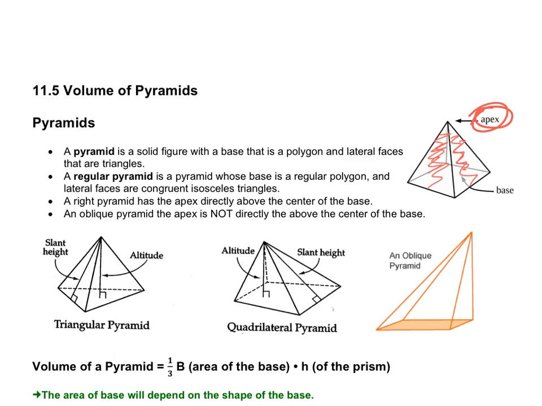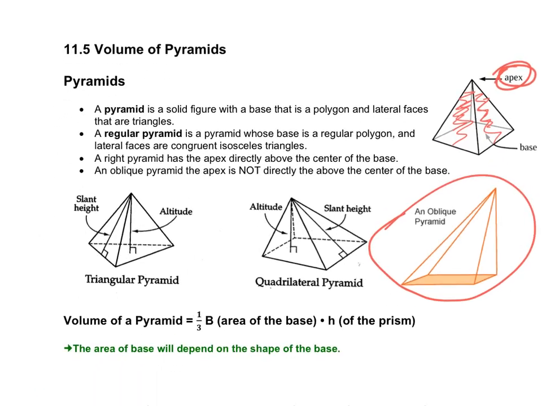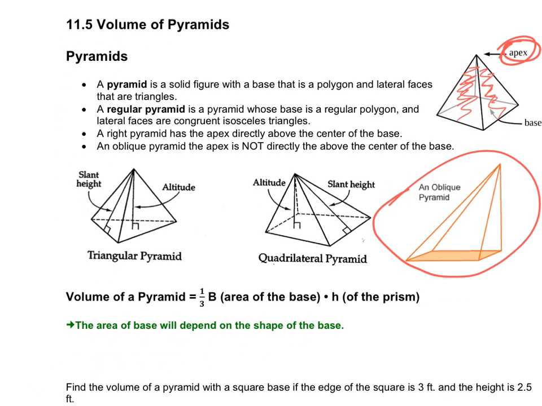And then an oblique pyramid, the apex is not directly above the center of the base. So an oblique pyramid is just simply a slanted pyramid. So this is our example of an oblique pyramid. And again, you're not really going to be expected to draw these by hand. They're very challenging to draw by hand. You just need to be able to break apart the information. And then these are a quadrilateral pyramid where our base is a quadrilateral, and then we have the triangular pyramid.